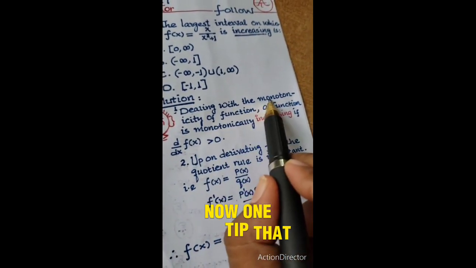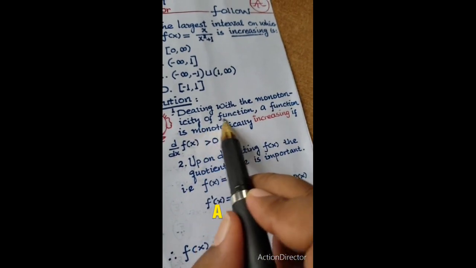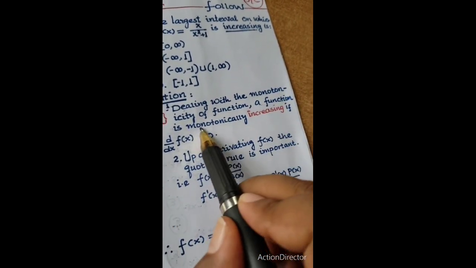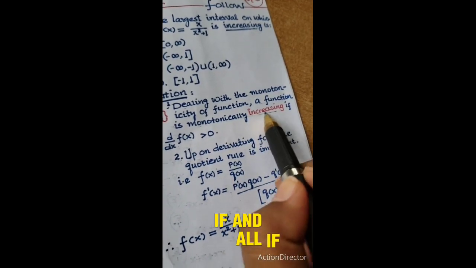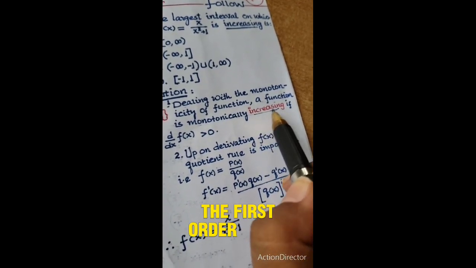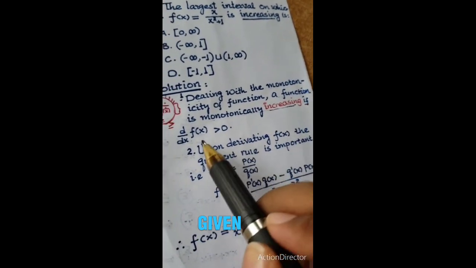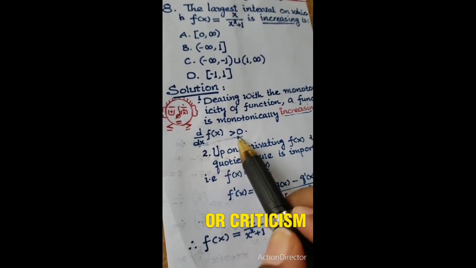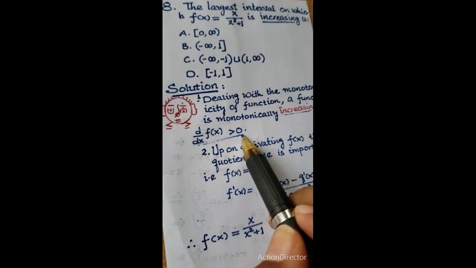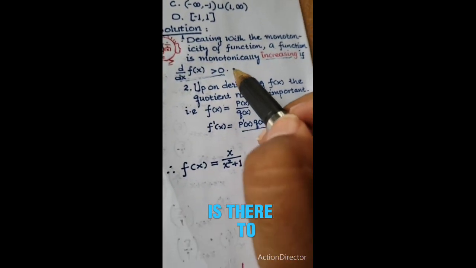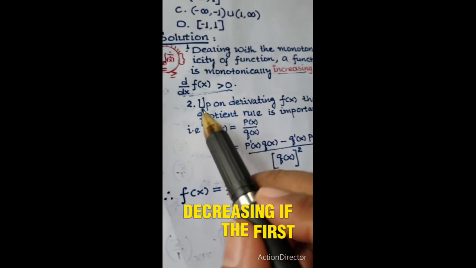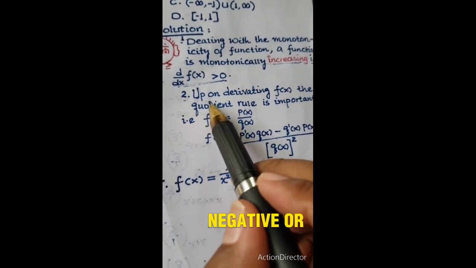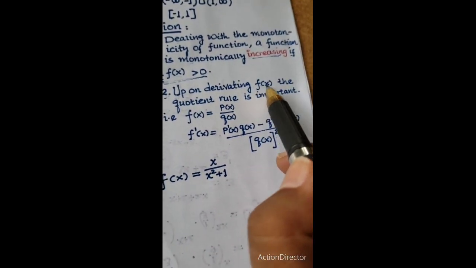Now one tip that you should understand is that a function is said to be monotonically increasing if and only if the first order derivative of the given function is positive, or greater than 0. On the other side, a function is said to be monotonically decreasing if the first order derivative of the given function is negative, or less than 0.